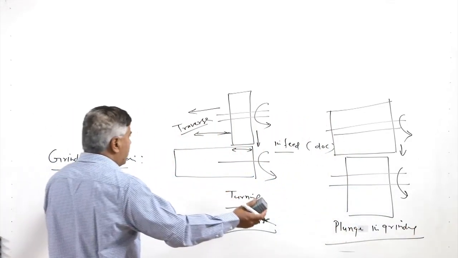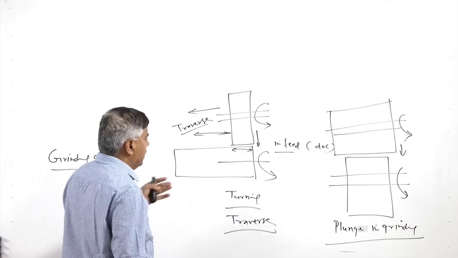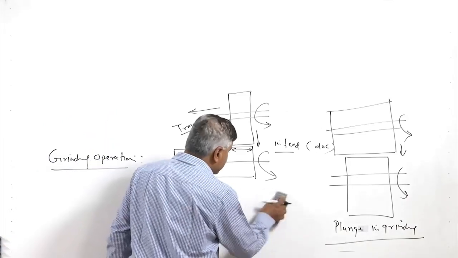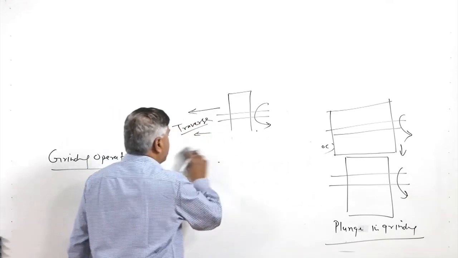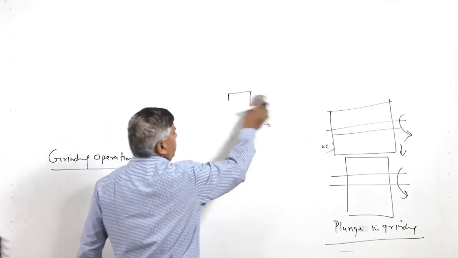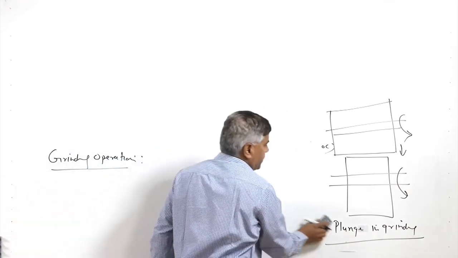So, these are the two broad classifications for the cylindrical grinding, with regard to the size of the grinding wheel and the length of the workpiece which is to be processed.